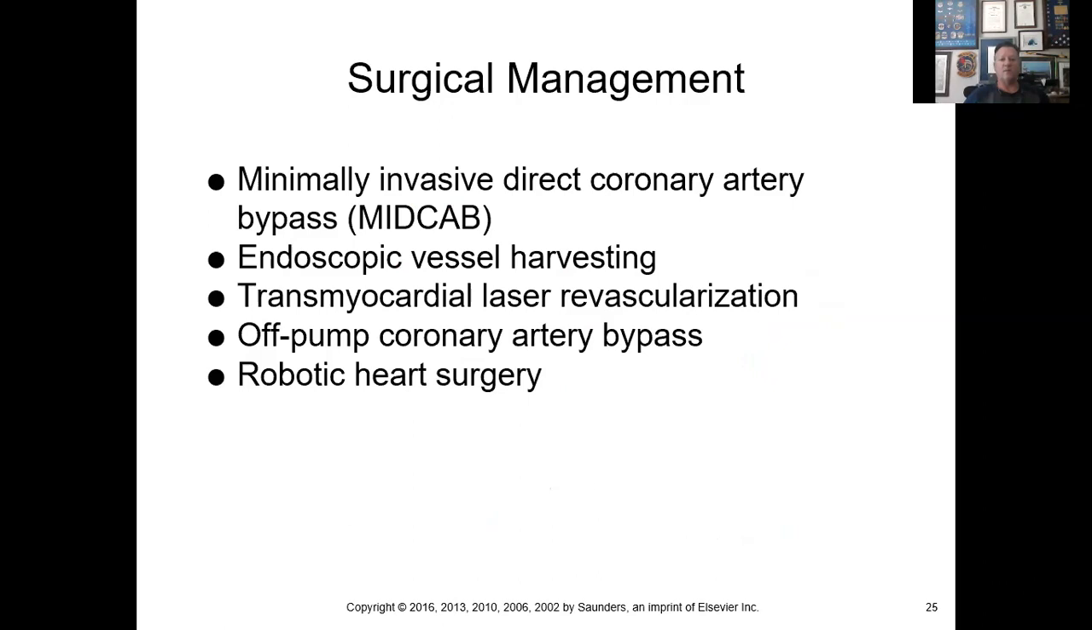And surgical management, minimally invasive direct coronary artery bypass. In other words, they do this endoscopically through little scopes. Endoscopic vessel harvesting assists in this, where they go through the legs with the scope and are able to take down and pull out the saphenous vein. Transmyocardial laser revascularization, but we've already mentioned that, where we can actually take a laser in there and revascularize that area that's been blocked off.